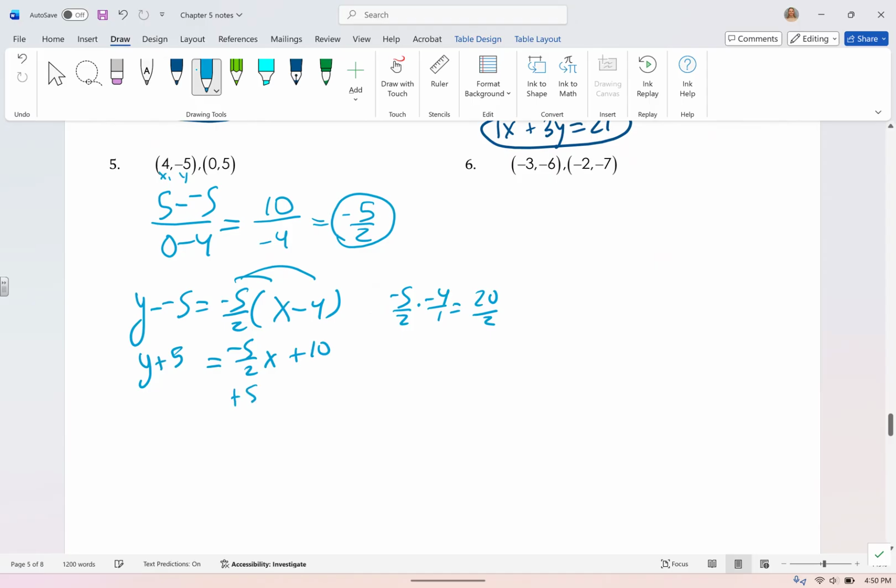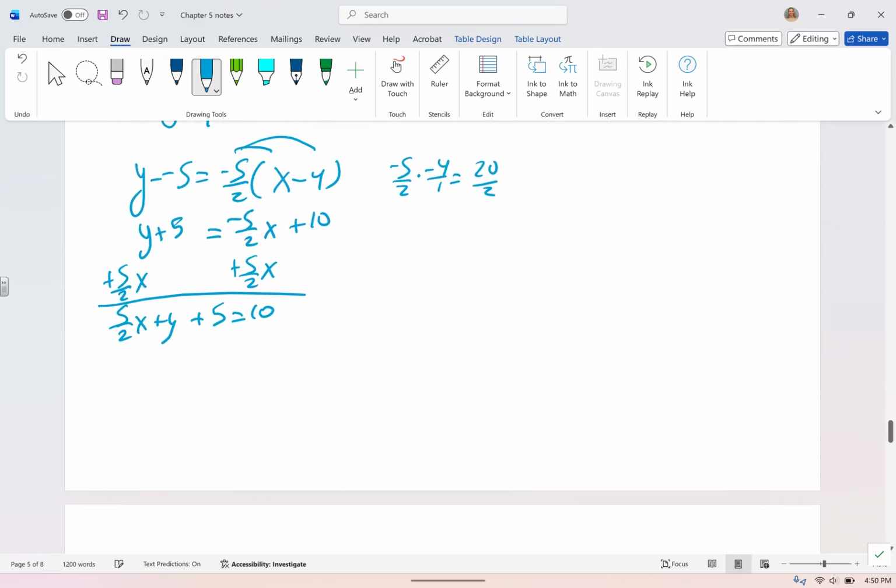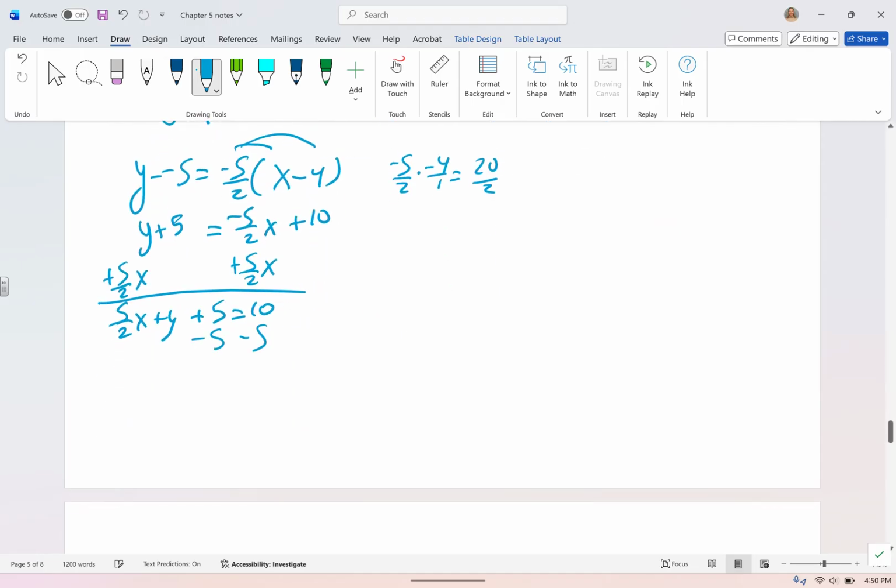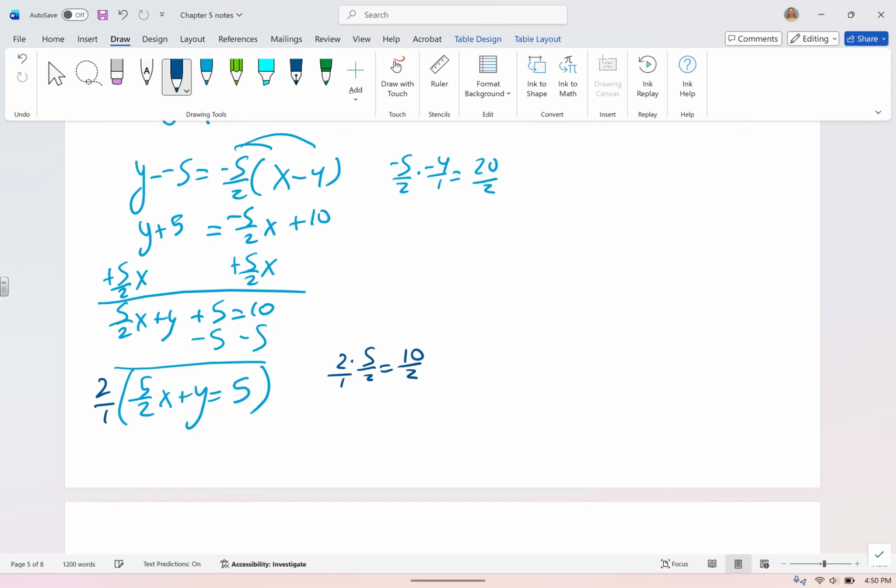Now we want standard form, so we're going to add 5 halves x to both sides. And then solving for y, move the 5 to the other side. We cannot have any fractions, so we're going to times by the denominator. So if you do 2 times 5 halves, put the number over 1, you get 10 over 2, which is 5x, plus 2y equals 10.